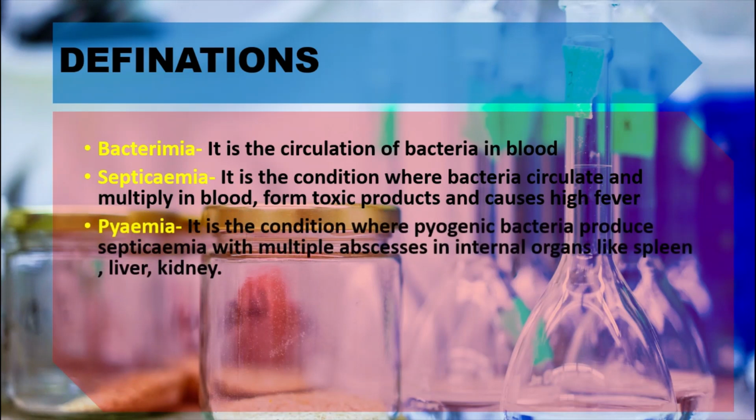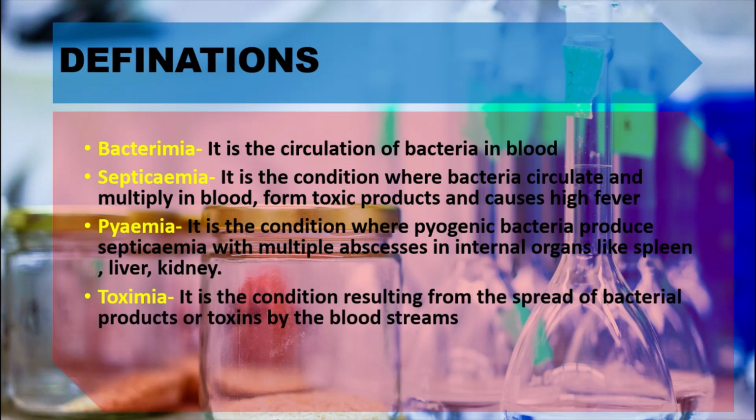The term used is pyemia. It is also a septicemia, which is caused by pyogenic bacteria. So it is the condition where pyogenic bacteria produce septicemia with multiple abscesses in internal organs like the spleen, liver and kidney, and the term used for that purpose is pyemia.